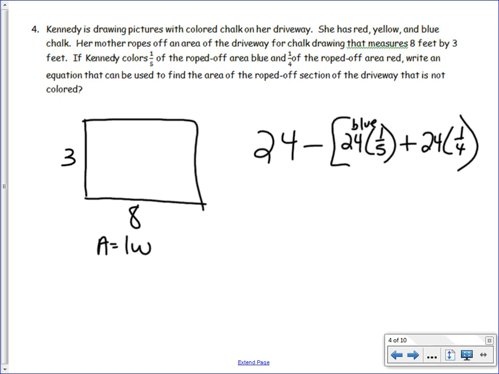Now these two represent how much she colored blue and red. So that's the amount that's colored. I'm adding those together and subtracting it from the total area.